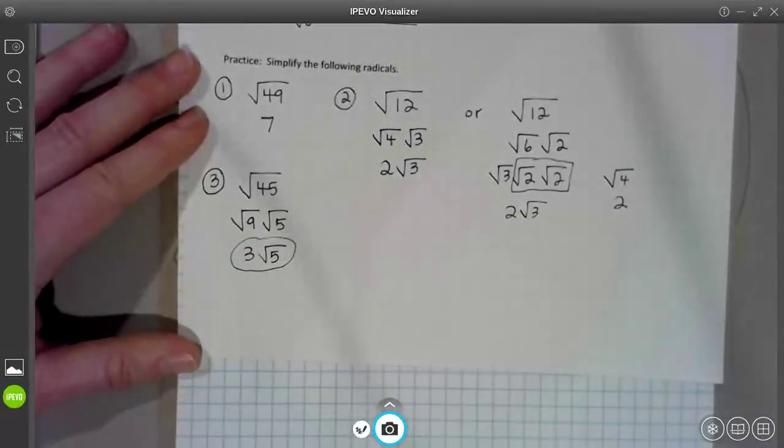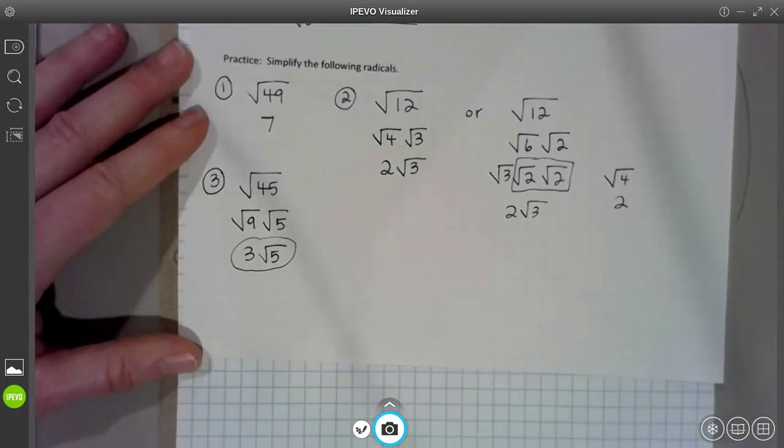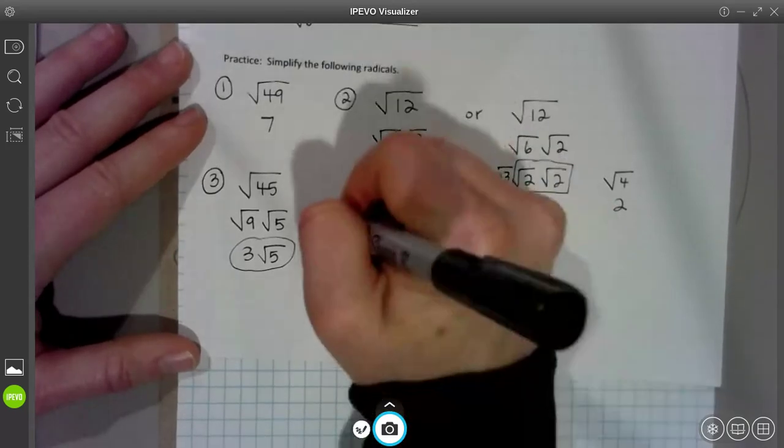Is everybody okay? Am I making sense? Everybody good? So again, it's just like reducing a fraction. You're just reducing a square root by getting perfect squares out of it. All right, let's try another one.